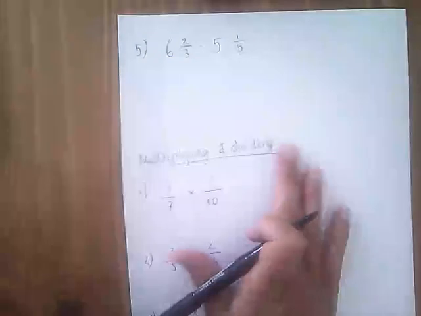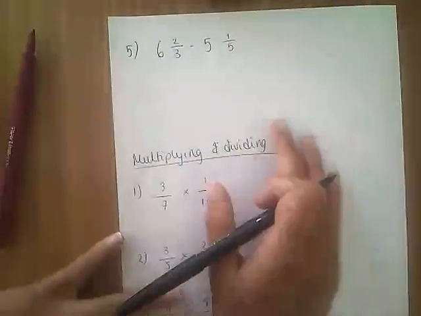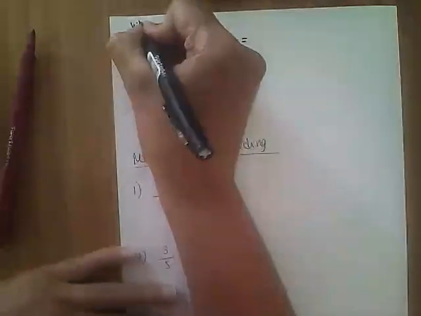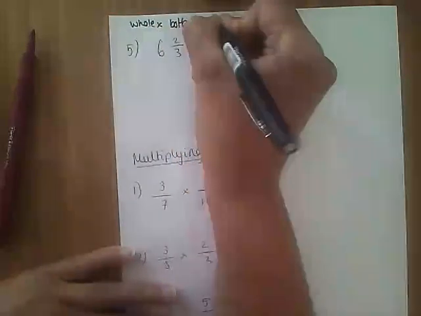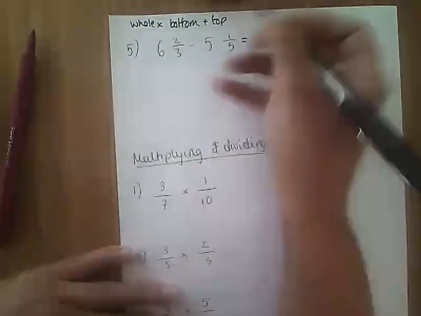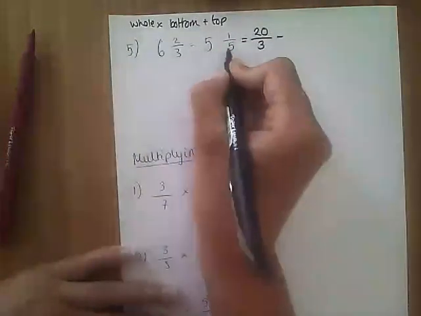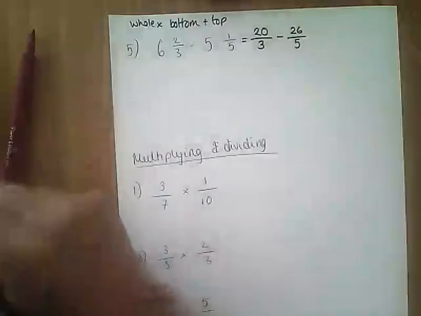Okay, the last one we're going to do on this is subtracting a mixed number fraction. So 6 2/3 minus 5 1/5. We need to make them top heavy, so the whole times the bottom add the top. So 6 times 3 is 18, add 2 is 20, 20 over 3, take away 5 times 5 is 25, add 1 is 26, 26 over 5.